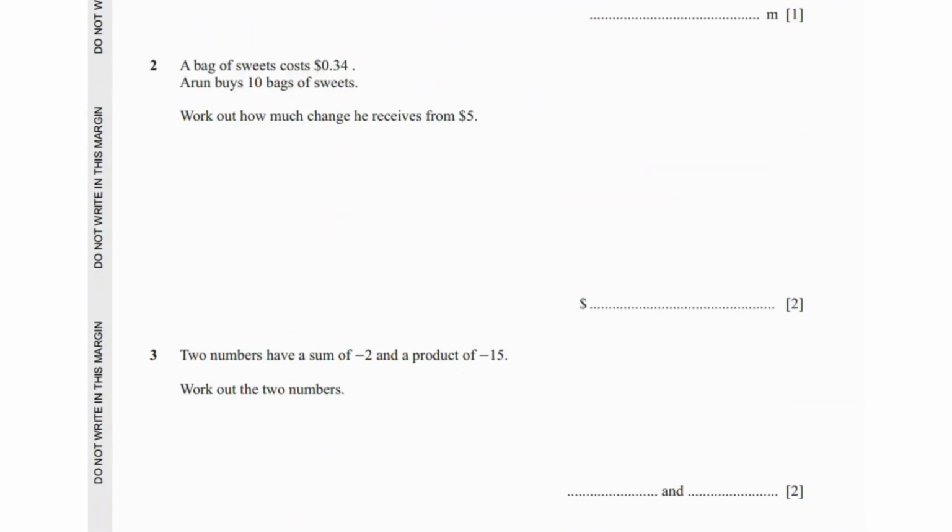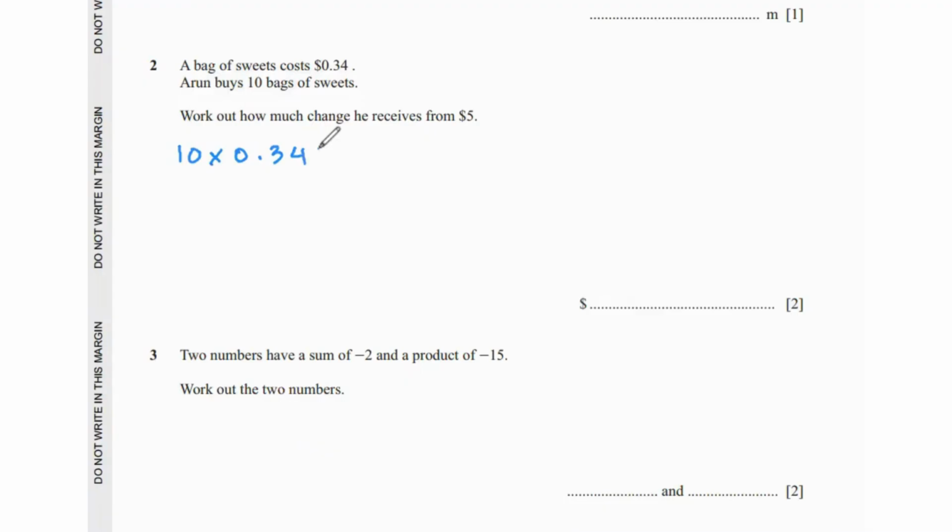Then it says a bag of sweets costs $0.34. Arun buys 10 bags of sweets. Work out how much change he receives for $5. So one bag costs 0.34. So for 10 bags, we do 10 times 0.34.